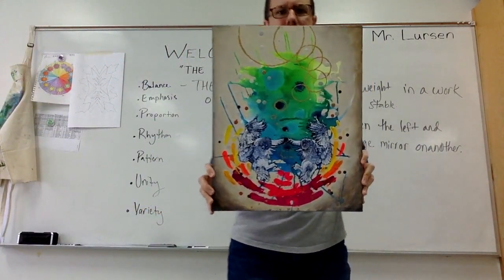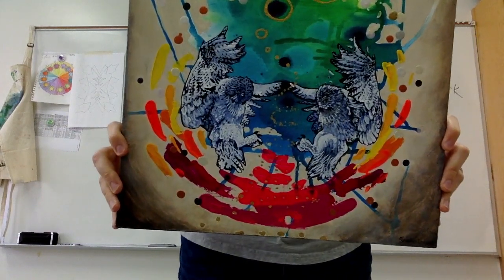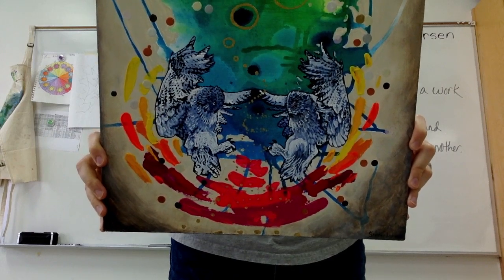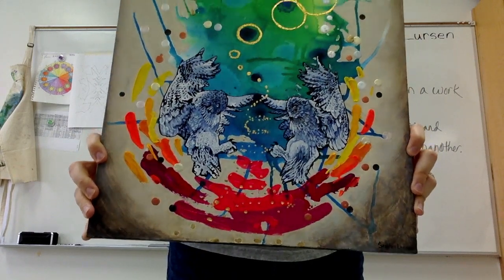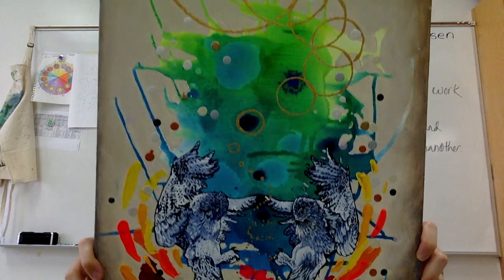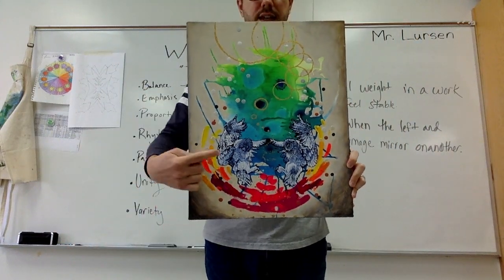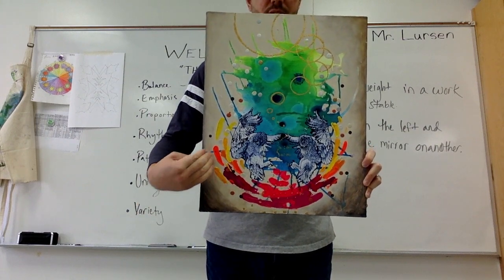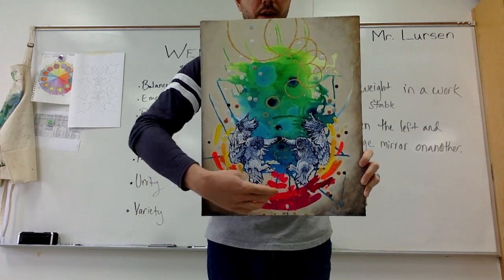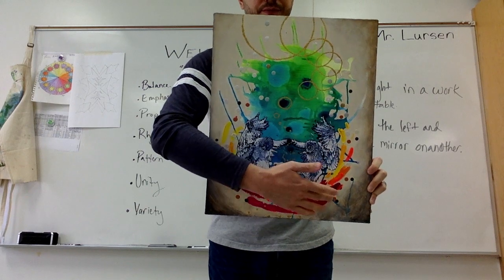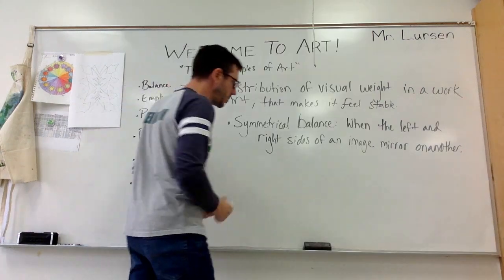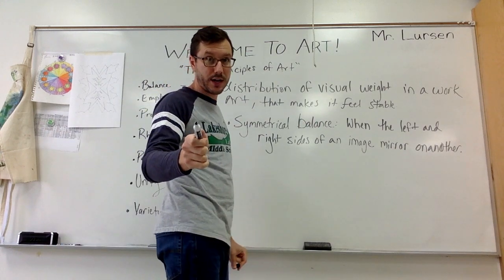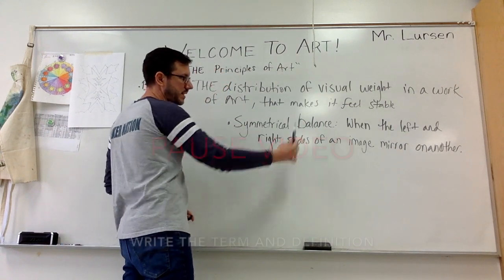This is a painting I did a few years ago, and you can see the owls mirror one another. There might be some micro differences, but for the most part, this is symmetrically balanced. Even the abstract colors over here mirror the abstract colors over here. Which leads me to the next part. Pause the video now, write symmetrical balance and its definition.